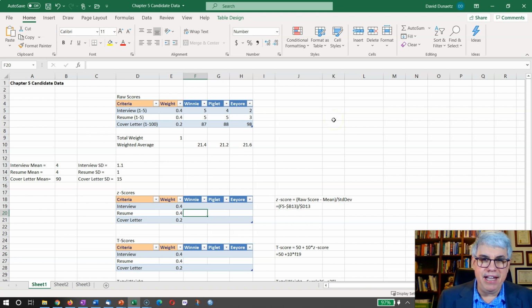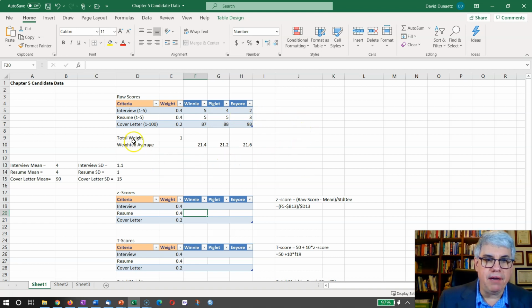Eeyore, on the other hand, had spelling errors in it and a few grammatical mistakes, and he didn't bother finishing it or putting in very much detail. He only got 3 out of 5 on his resume. So far, Winnie and Piglet have done much better than Eeyore.